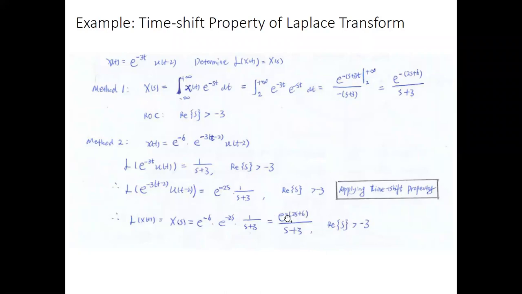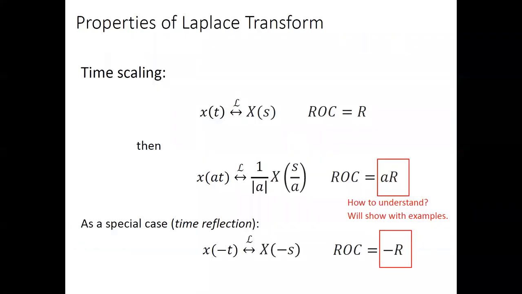We can compare the results obtained using the two different methods. We get the same result, so it is correct. Well, which method is better? It depends on your preference. Usually the first method that comes to your mind is the better method for you. Okay, so this is the time shift property.